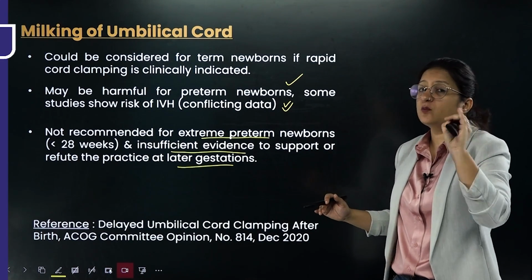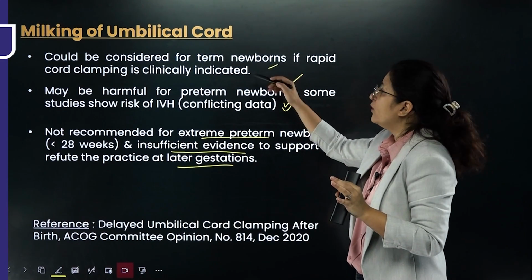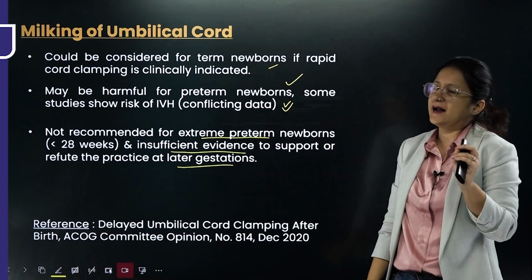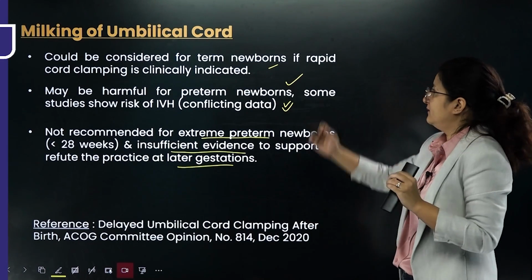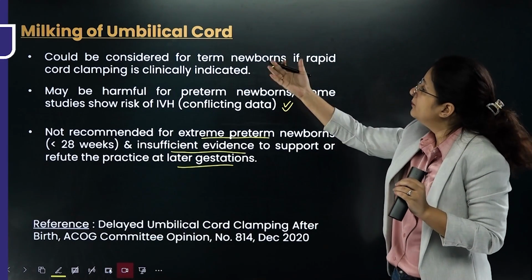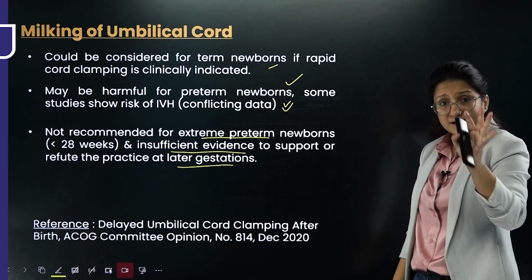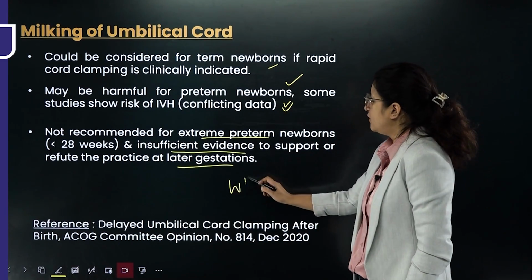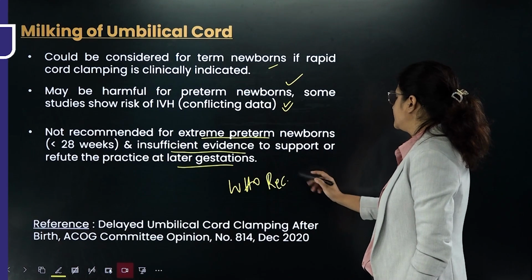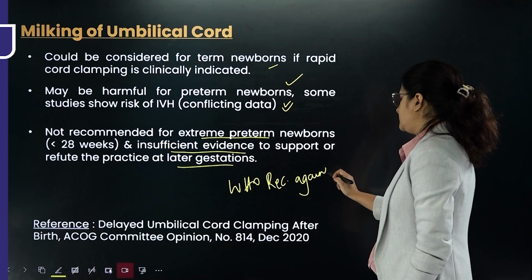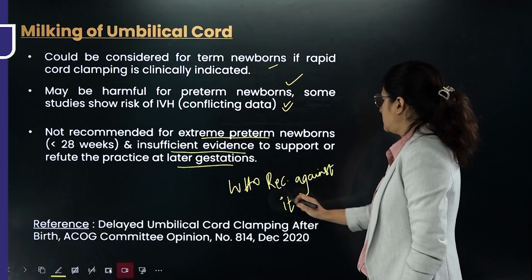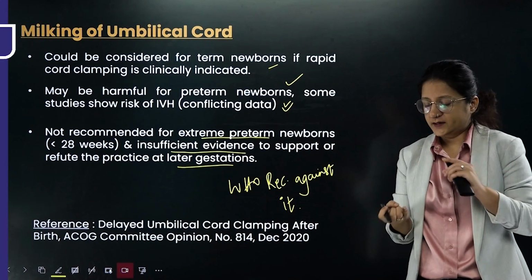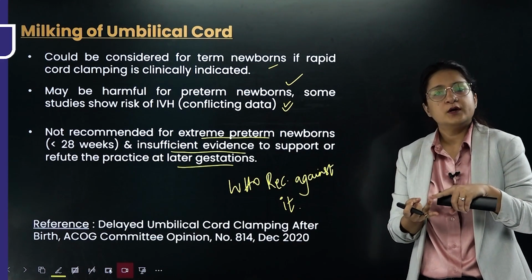So the only place where one could even consider it is in term newborns if early or rapid cord clamping is clinically indicated. That would probably be the only situation where one could do milking of the umbilical cord. Other than that, WHO actually recommends against it. Okay, so WHO, remember, recommends against it.